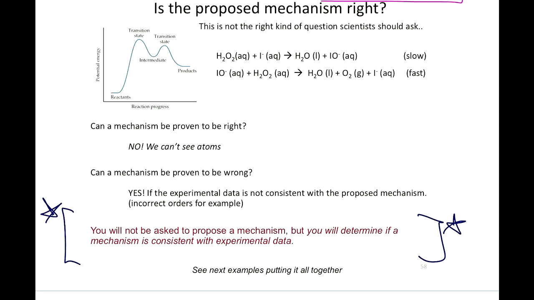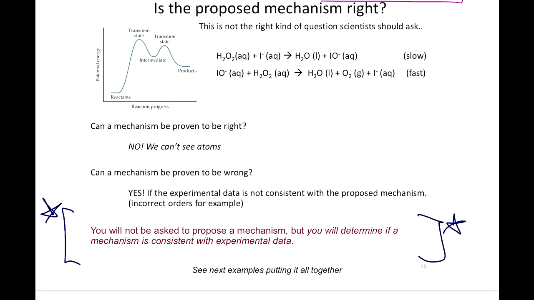So we got to be careful of our scientific language here. We can't promise that the mechanism is right because we can't see atoms colliding with one another. But the data suggests that they're consistent with one another. You just got to work on your language. So we can't prove mechanisms right, but we can prove mechanisms wrong when our data is not consistent with the mechanism. And so the last thing here, I know I showed you a lot of things. Never on an exam will we ask you to propose a mechanism.